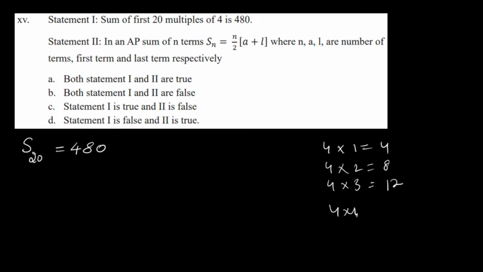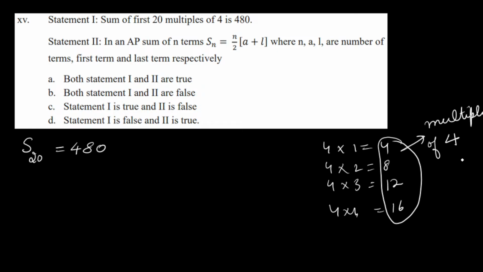4 into 4 is 16. So these numbers are the multiples of 4. When I am multiplying 4 with any number, 4 into 5 is 20, 4 into 6 is 24. So these numbers are the multiples of 4.